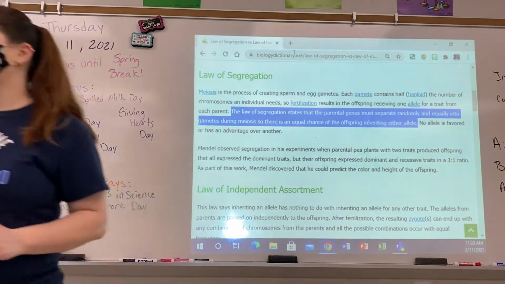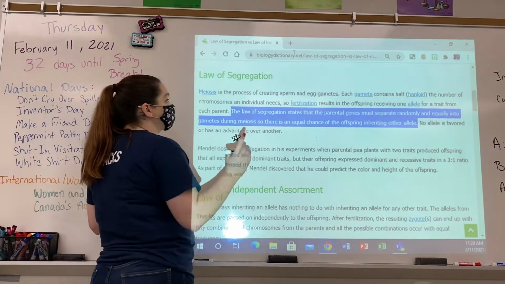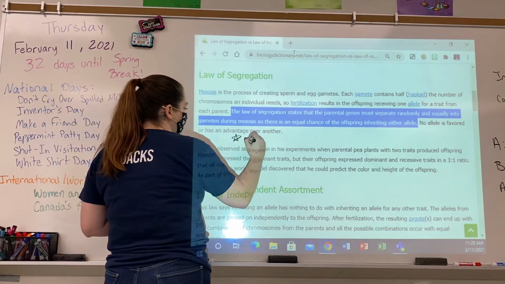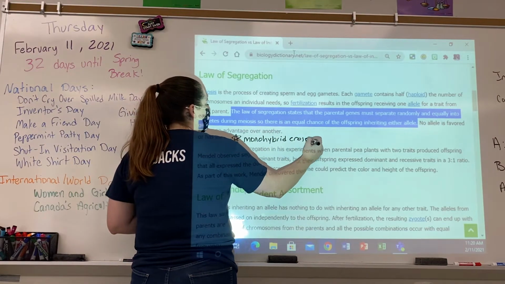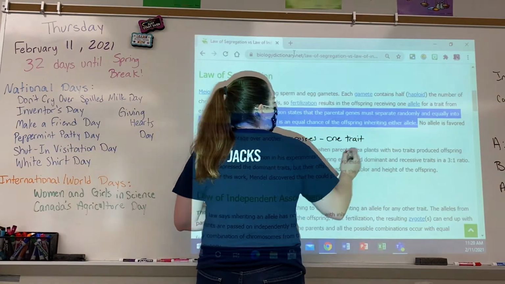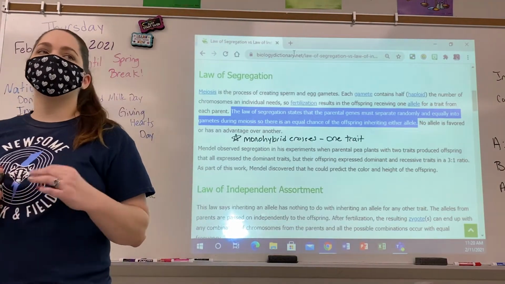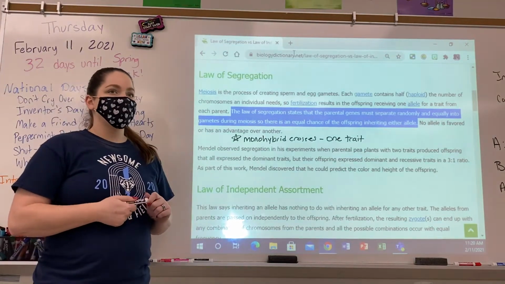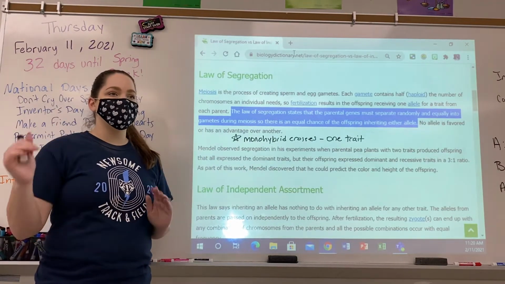Now, usually you will see the law of segregation when you are dealing with monohybrid crosses, and if you remember, monohybrid crosses deal with one trait. So usually when you have one trait, you have two alleles for that one trait. One allele comes from mom, one allele comes from dad. That is the law of segregation. You are not going to get both of your alleles from one parent, you are going to get one allele from each of your two parents.